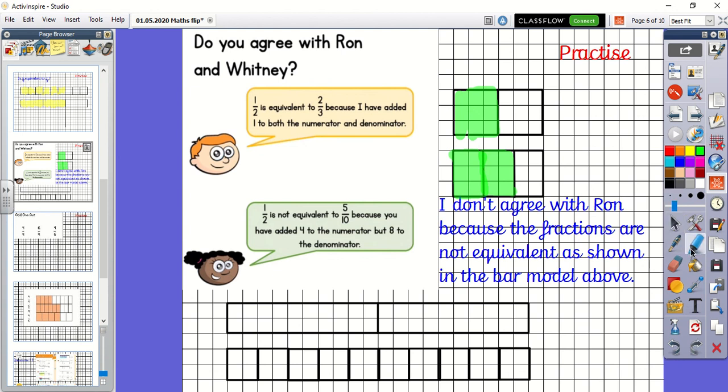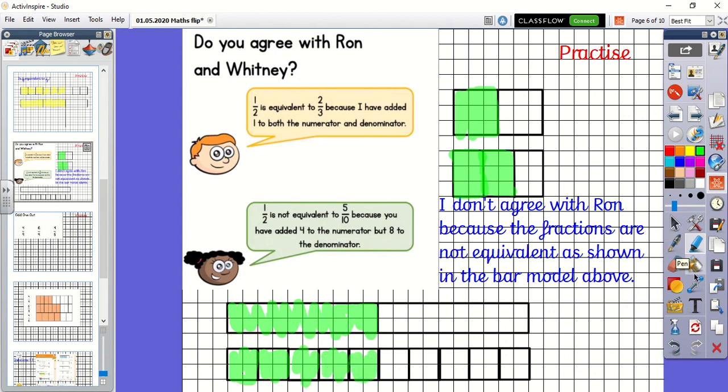Let's find out about Whitney then. Again, a half is equivalent to 5/10. So here's my 2 parts, and I'm going to shade in 1 because that's our numerator. I'm going to do it very quickly on this one. There we go, so 1/2 has been shaded in here. She is saying a half is not equivalent to 5/10. Well, let's find out. Here I've got my 10 equal parts, and I'm going to shade in 5 because that's the numerator. 1, 2, 3, 4, 5.